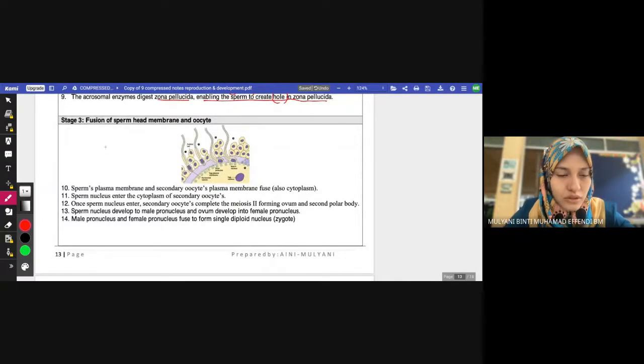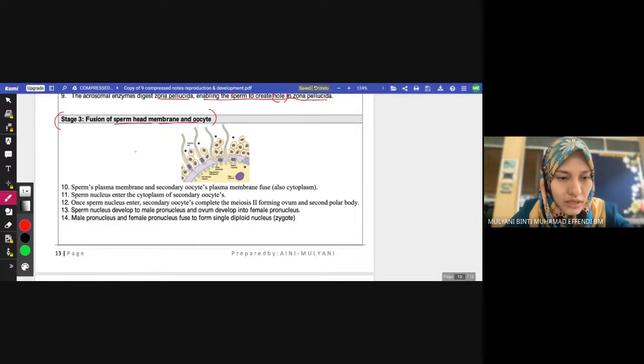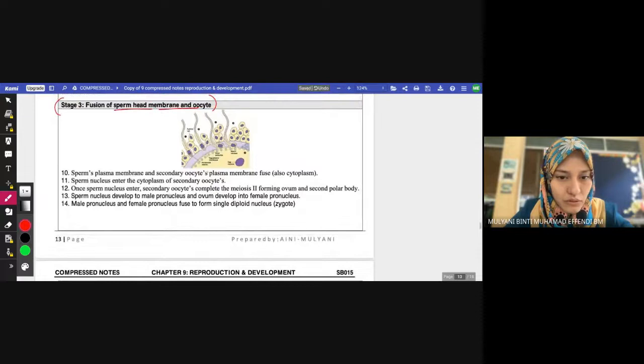Alright, so the next stage: it has passed through the follicle cells, reached the zona pellucida, and made a hole using acrosin. So we reach stage 3, fusion of the sperm head membrane and the oocyte. The sperm's plasma membrane and the secondary oocyte plasma membrane fuse. So the membranes fuse. Why do the membranes of the sperm and oocyte need to fuse? Because it needs to release the nucleus.